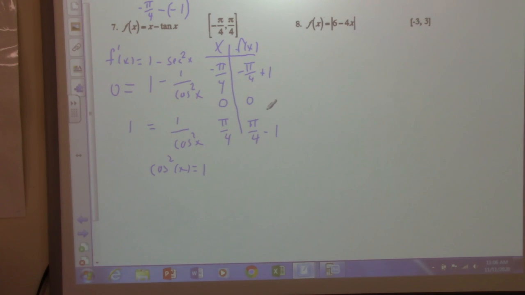Which one of these is bigger than the other ones? What's negative pi over 4? Let's say 3 divided by 4. That would be negative 3/4 plus 1. Yeah, that's bigger. So this is going to be your maximum, and this is going to be your minimum. You can get more familiar with these. It's actually the derivative thing we haven't done yet in this class. So that's that one.